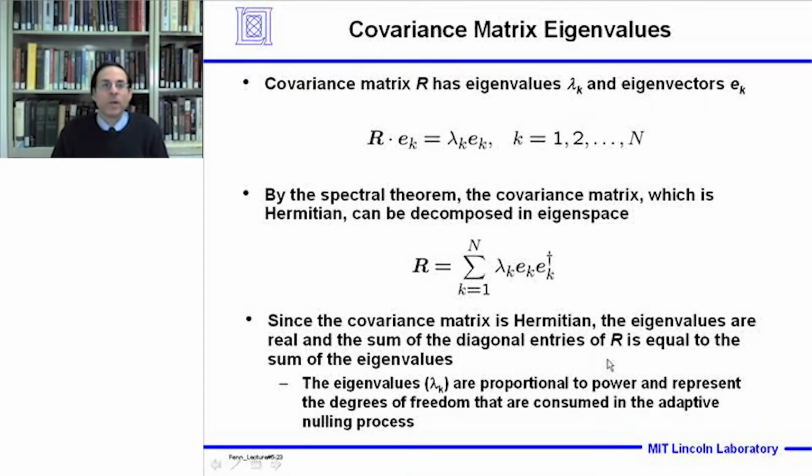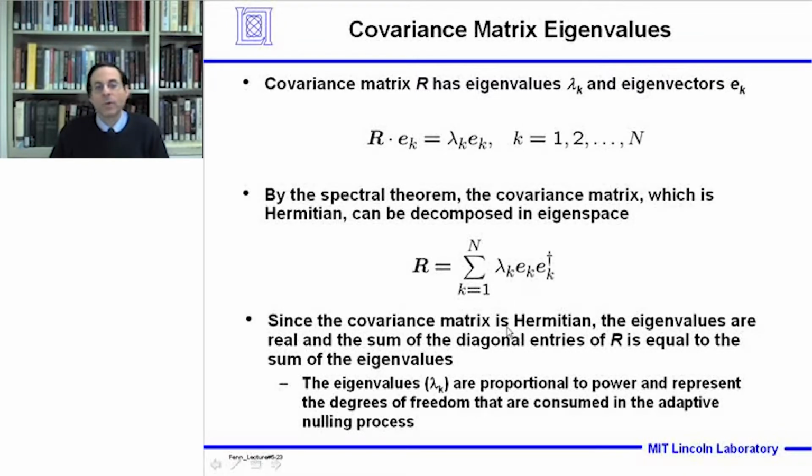The covariance matrix eigenvalues represent the degrees of freedom of the adaptive array process. The covariance matrix has n eigenvalues and n eigenvectors, which can be expressed in this form shown here. By the spectral theorem, the covariance matrix, which is Hermitian, can be decomposed in eigenspace as the following summation. R equals summation k equal 1 to n of lambda sub k times ek conjugate transpose, where lambda sub k is the kth eigenvalue and ek is the kth eigenvector.